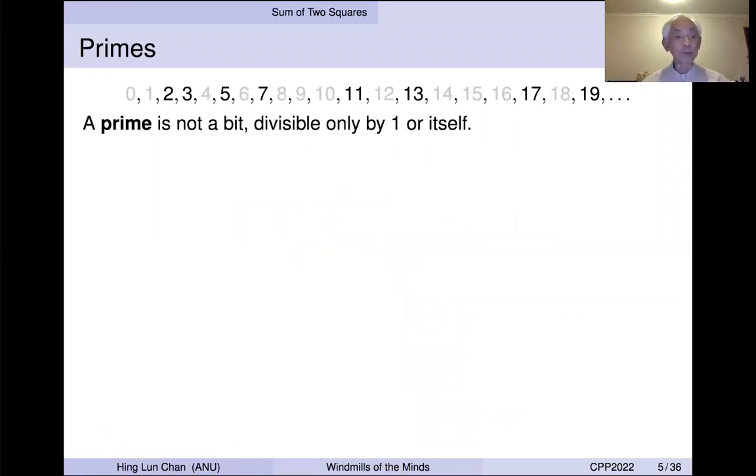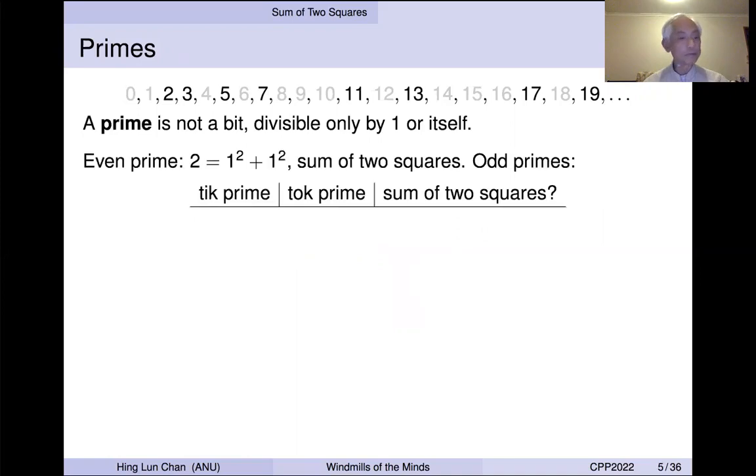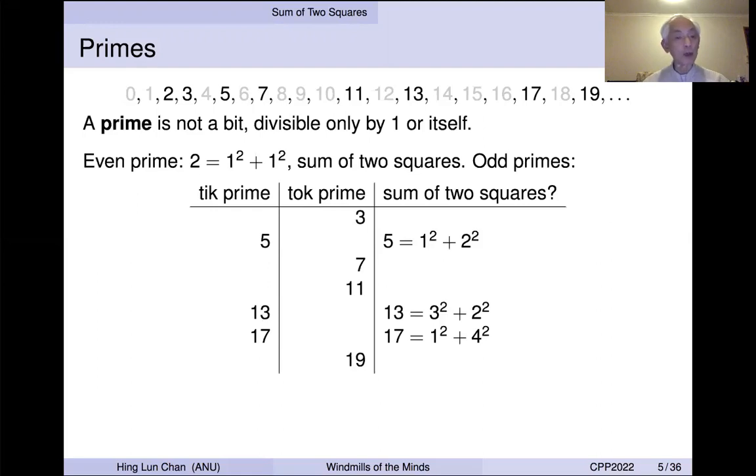Now we come to the primes. The primes are numbers that are not 0 or 1, and are only divisible by 1 or itself. Examples are 2, 3, 5, 7, etc. The only even prime is 2, which equals 1 plus 1, a sum of 2 squares. How about the odd primes? There are 2 types of odd numbers, tick and talk, so there are tick primes and talk primes. 3 is a talk prime, 5 is a tick prime, etc.